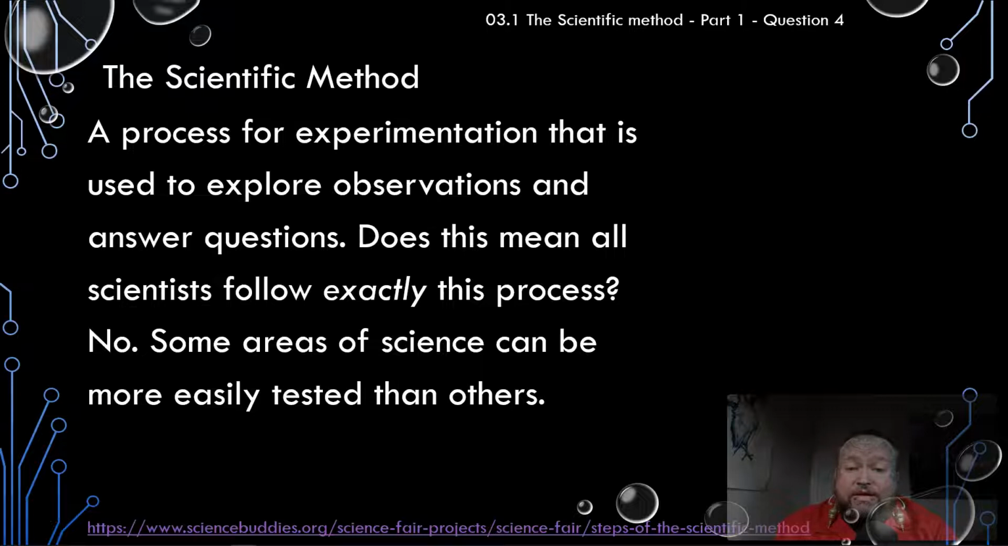So the scientific method is a process for experimentation that is used to explore observations and answer questions, as talked about in the beginning. The first definition, a more historical one, is that it is a process: a systematic sequence of what you're doing.